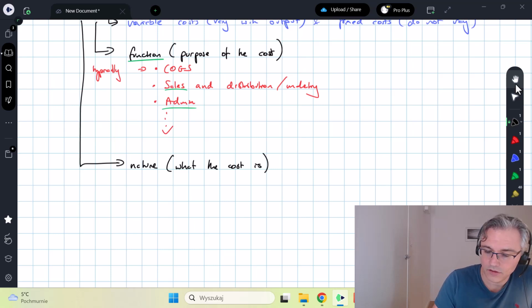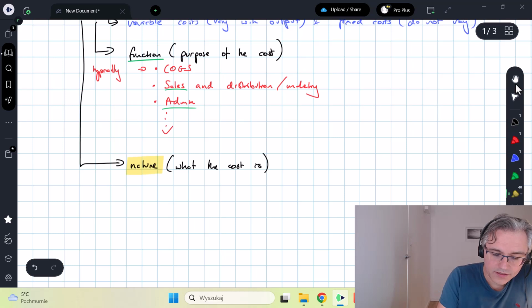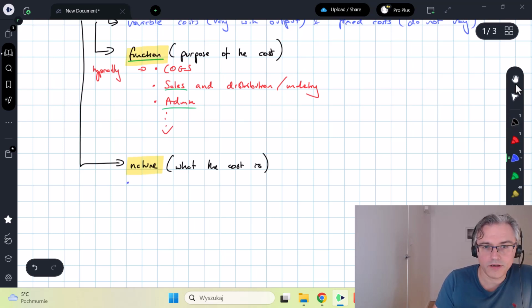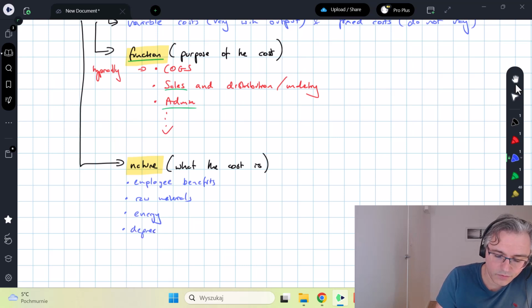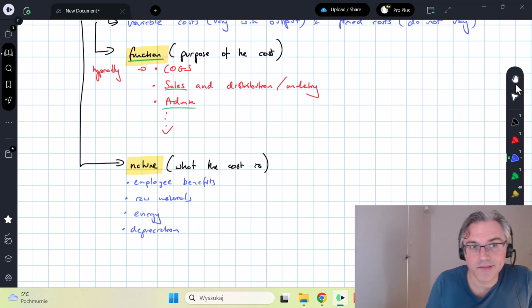And then you would classify these costs by type. So employee benefits, for example, employee costs, or maybe the cost of raw materials, or maybe things like energy used, electricity used, or depreciation. That's another operating cost, very specific one.